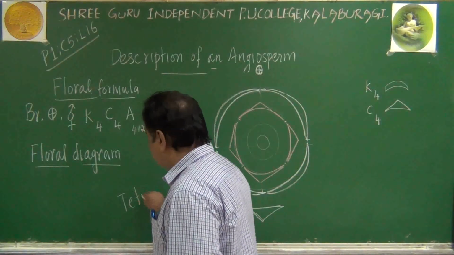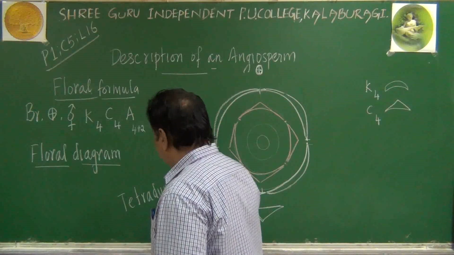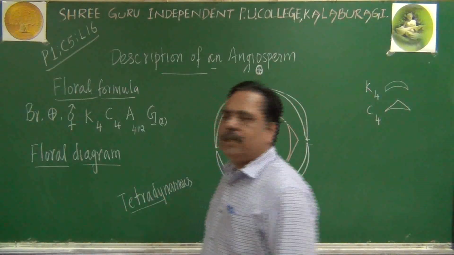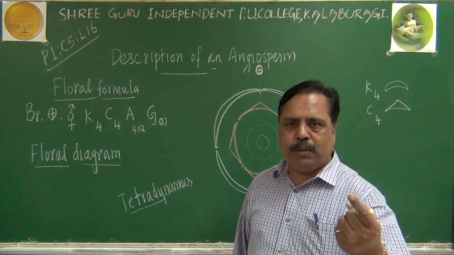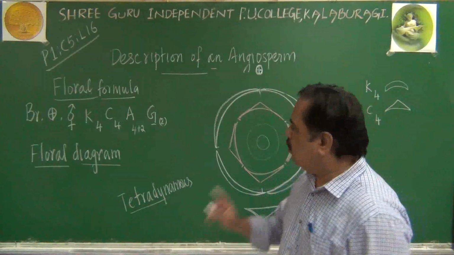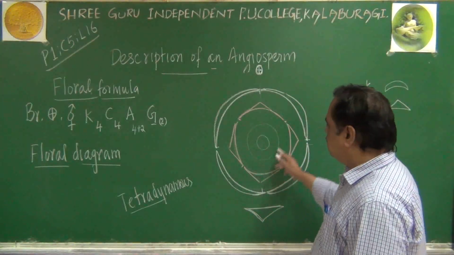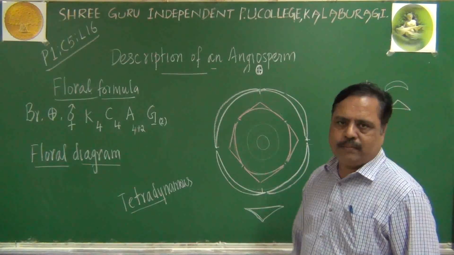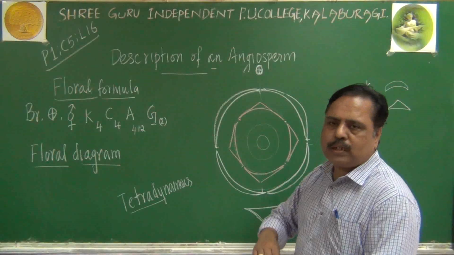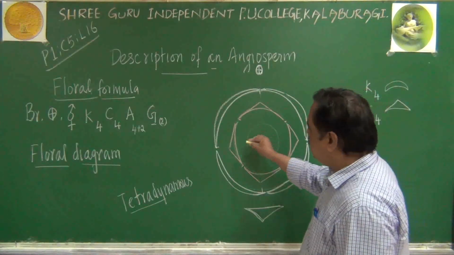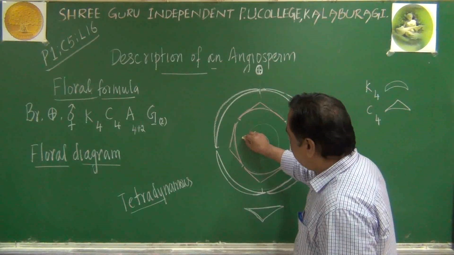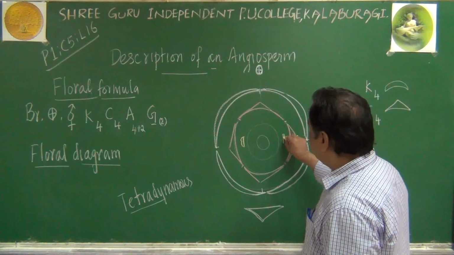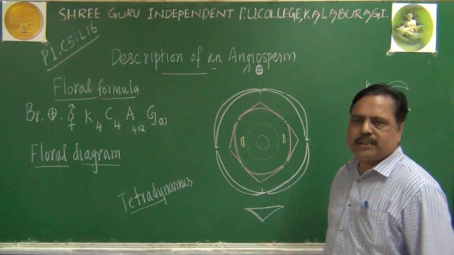Do you remember this word? We have described it already. Based on the length of the stamen, we come to a condition called tetradynamous. 4 will be longer and 2 will be shorter. So for representing it in this third floral whorl, the third whorl representing the stamen, 4 are longer, 2 are shorter. I will put a shorter stamen in this manner. I will draw these 2 indicating the shorter stamens.